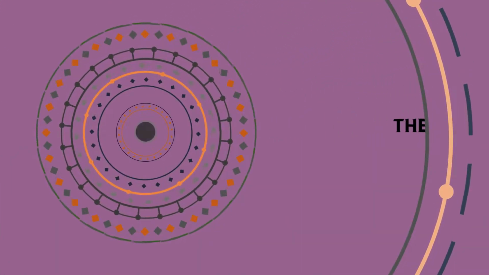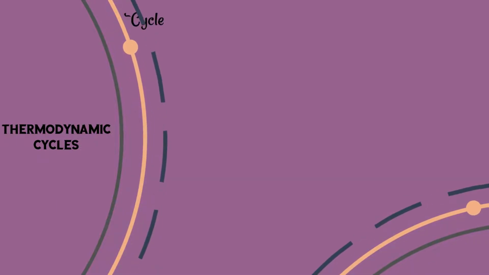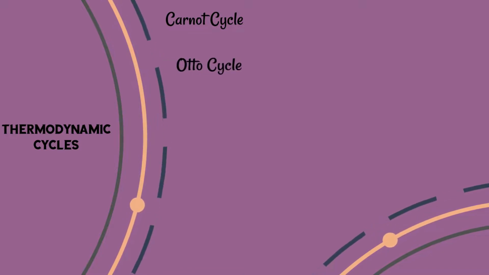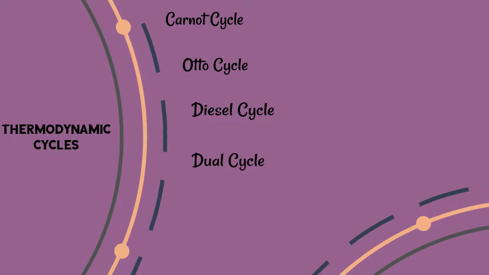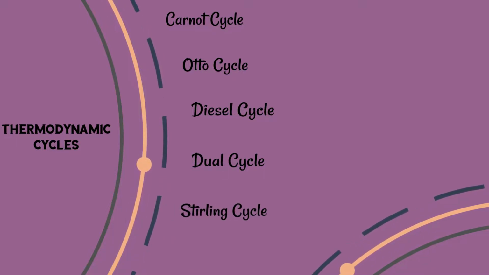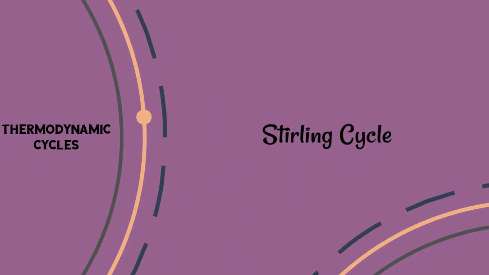Hi future engineer! Today, we will talk about thermodynamic cycles. There are 6 cycles to be discussed in total, so make sure to check them all. And they are as follows: Carnot cycle, Otto cycle, Diesel cycle, Dual cycle, Stirling cycle, and Ericsson cycle. But for today's video, the discussion is all about Stirling cycle.